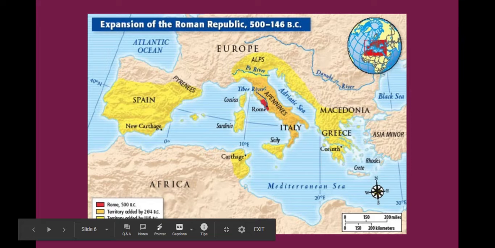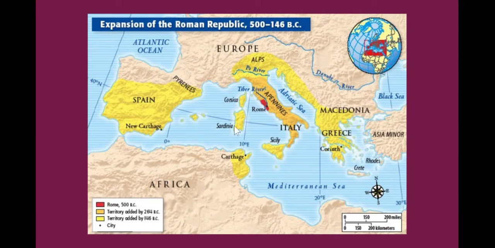You can see that expansion here. They start off with the red, and then they gain territory in orange, and after the Punic War, they control everything in yellow.